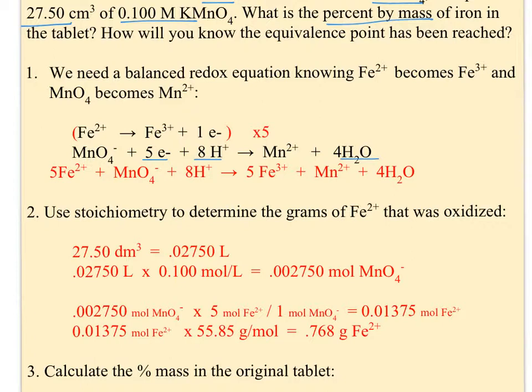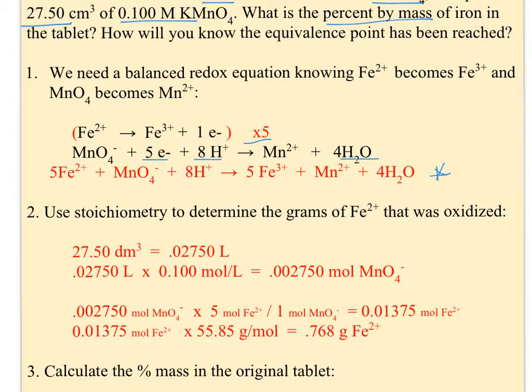atoms. Now, before I can combine the two equations, I have to go ahead and multiply the top equation by 5 so that my transfer of electrons is equal. And then my combined equation here, I see my balanced equation for this titration is 5 Fe2+ ions plus MnO4- plus 8H+ gives me 5 Fe3+ ions and Mn2+ ion and 4 water. So how would I use stoichiometry to determine the grams of Fe2+ that was oxidized?